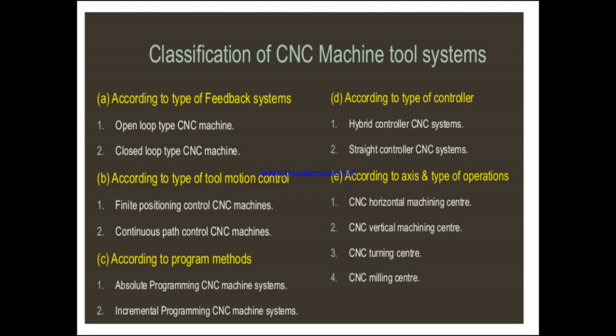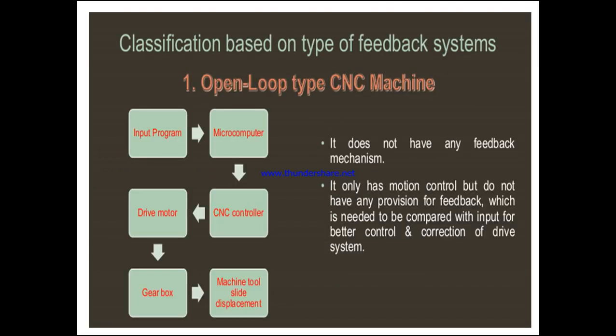According to the type of controller, we have hybrid controllers as well as straight controllers. According to the axis and type of operation, we have CNC horizontal, CNC vertical, CNC turning centers, and CNC milling centers. Based on the axis, we have 2 axis, 3 axis, 5 axis, and so on.